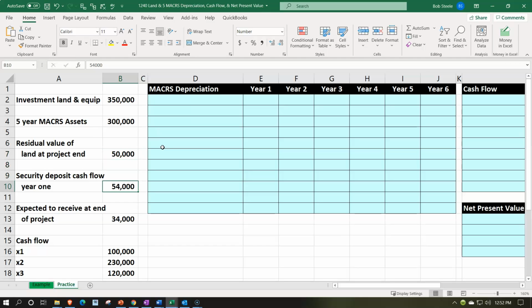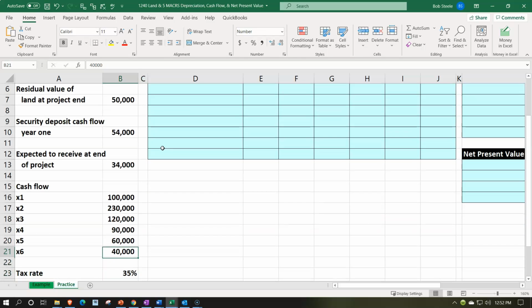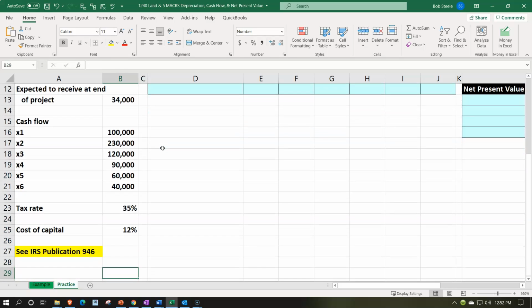We're going to say that we have a security deposit we're going to have to put in place for working capital that we're going to have to put down at the beginning as well. For the $54,000, we expect to receive at least 34 of that back, hopefully, at the end of the project. In order to do this, we're going to hopefully receive cash flows for the next 6 years, looking something like this: X1, X2, X3, X4, X5, X6 years out: 100, 230, 120, 90, 60, 40. Tax rate, we're saying, is 25%, and the cost of capital, our required rate of return, in other words, 12%.